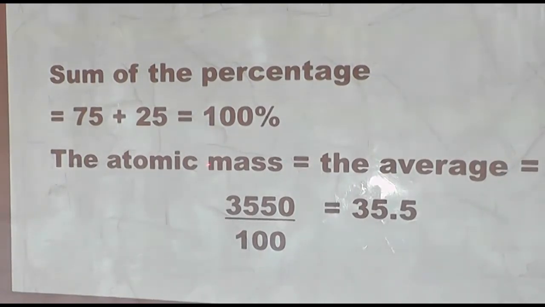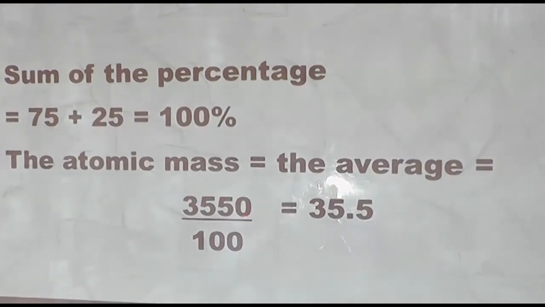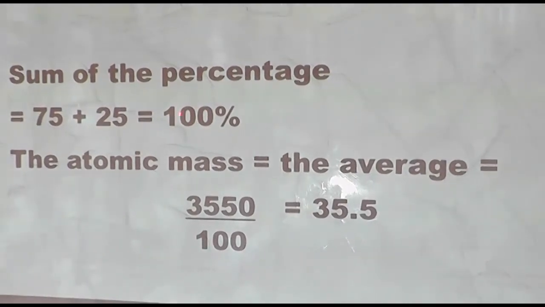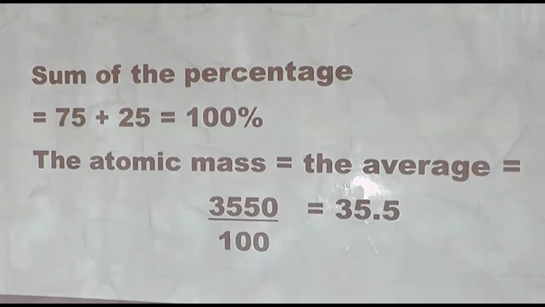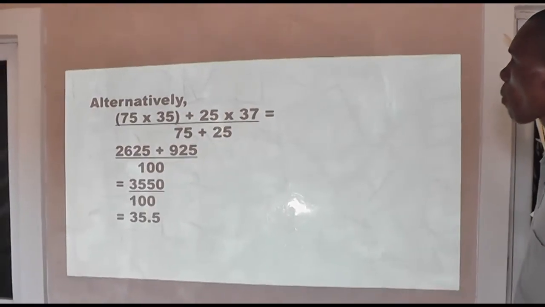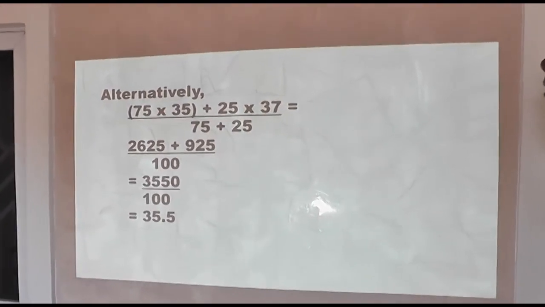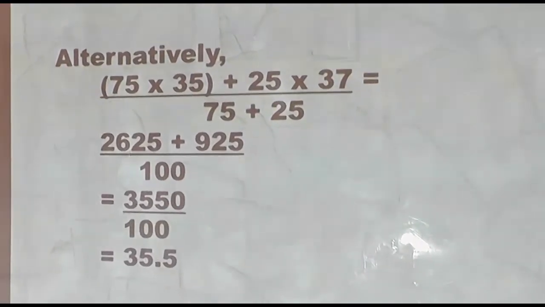Therefore, the relative atomic mass of chlorine will now be equal to the average of the two isotopes, which is 3,550 divided by the total percentage abundance, 100. This gives us 35.5.